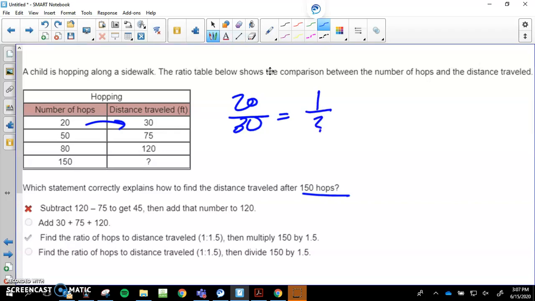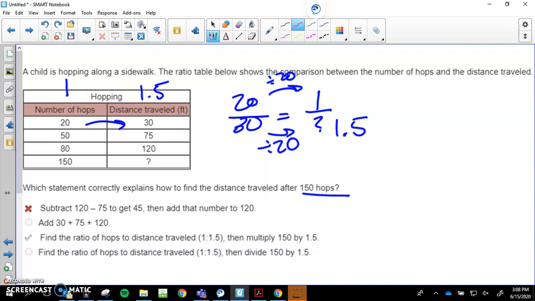Well, if I do that, I know 20. If I divide that by 20, I get 1. 30 divided by 20, okay? 20 goes in there a complete, if you do the math, 1.5 times. So 1 hop is 1.5 feet.